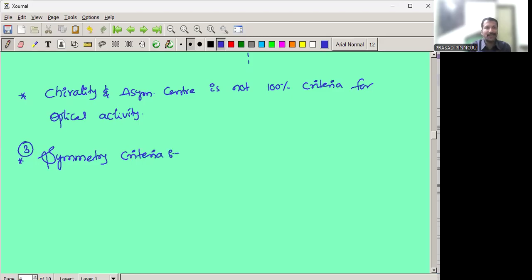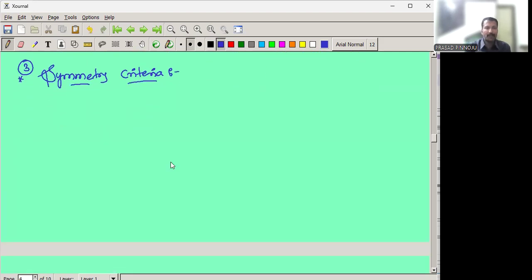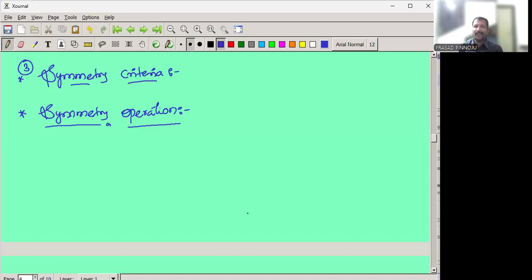So what is the symmetry criteria? Here in symmetry criteria we consider symmetry operations. What is meant by symmetry operation? In maths we have operations, that is, we can apply operators like plus, minus, multiplication, etc. Those are considered as mathematical operations.